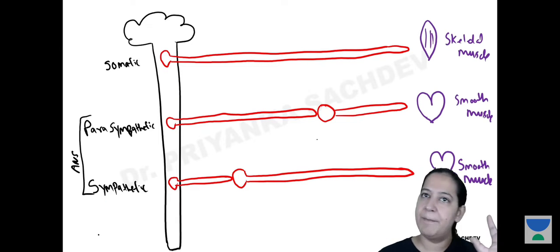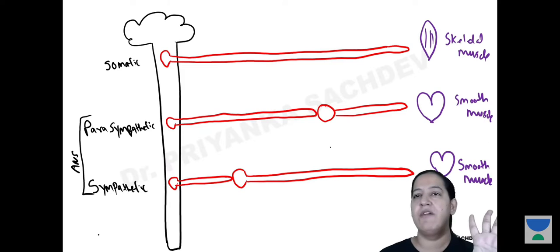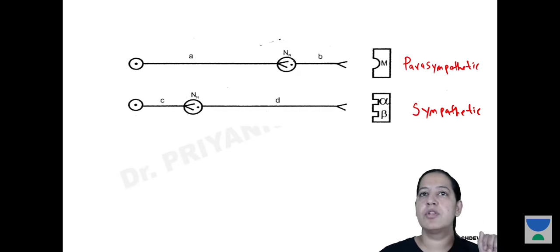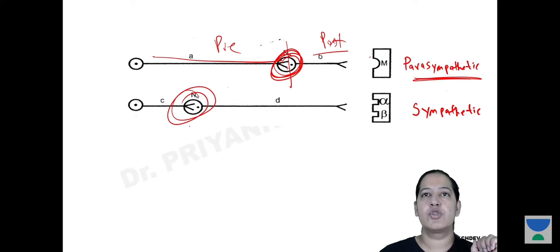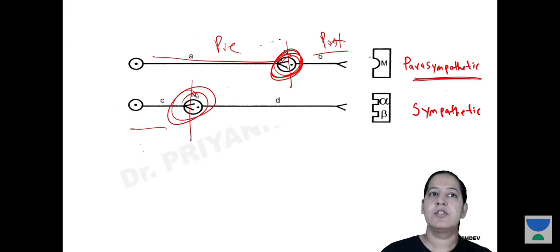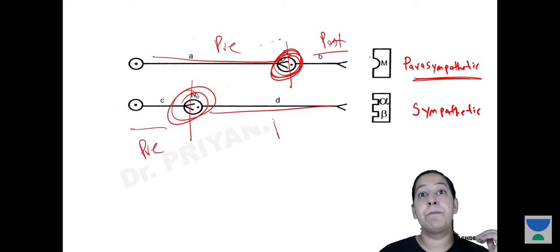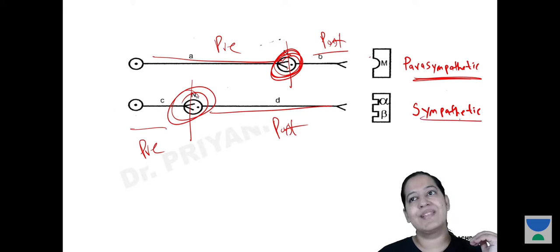So that was the beginning here. One more thing I would like to tell you here. You can see the same diagram. You can see here the ganglion is towards the organ, so pre is longer and post is shorter. So it is a parasympathetic system. And here the ganglion is towards the CNS, so pre is shorter and post is longer. So it is known as sympathetic nervous system.